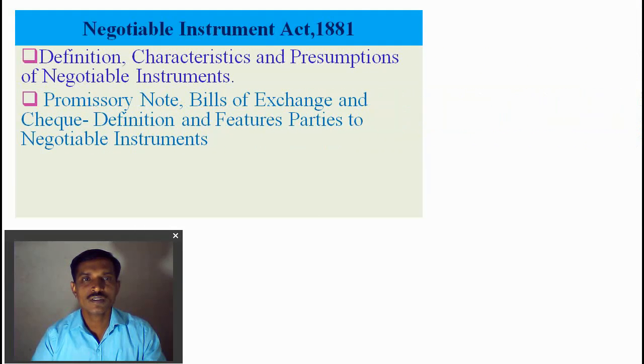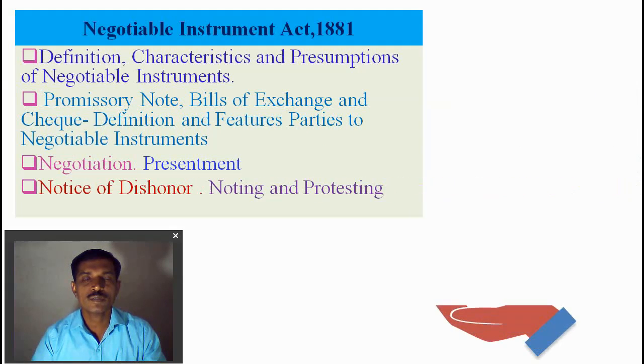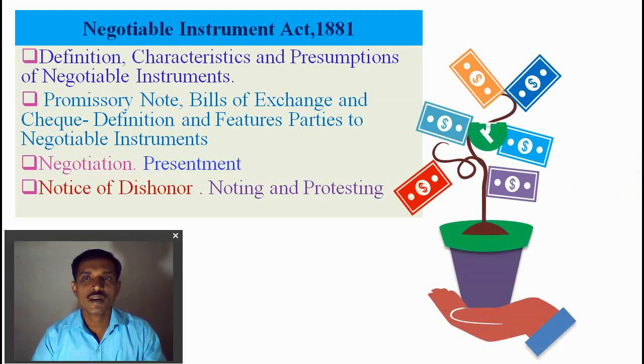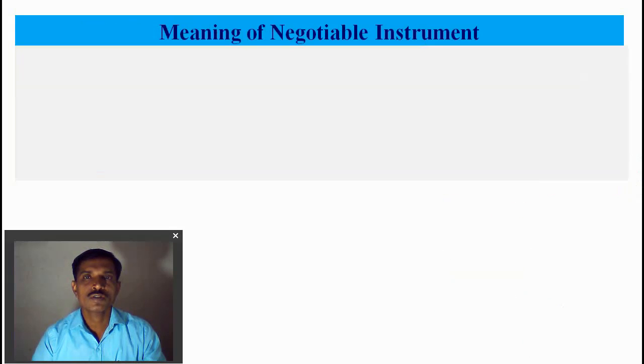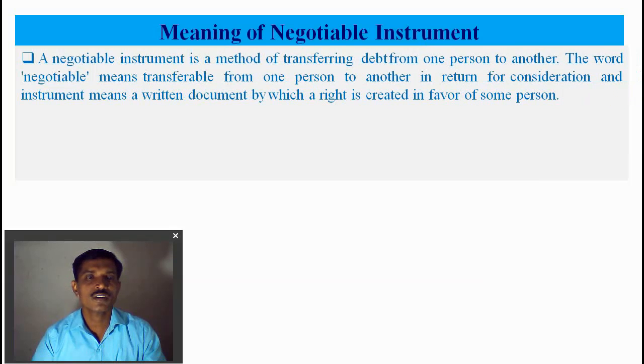Last time we discussed some characteristics, presumptions of negotiable instruments, and the promissory note, its features, content and meaning. Today we are looking at another point, the bill of exchange, its meaning, features and types. So the meaning of negotiable instrument, which we explained in our earlier lecture.